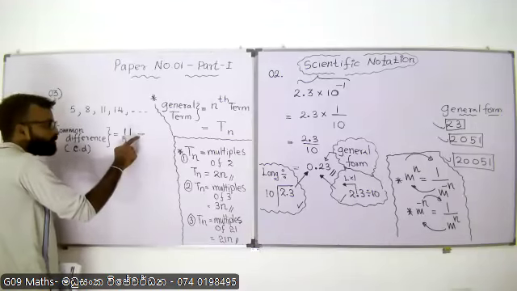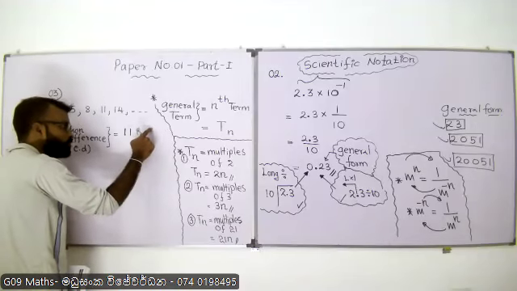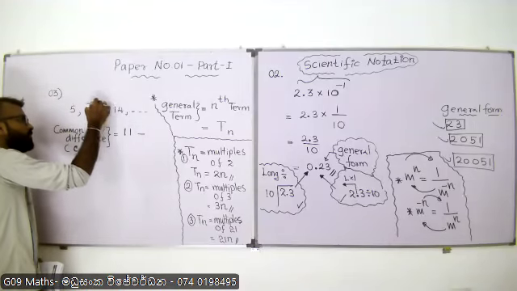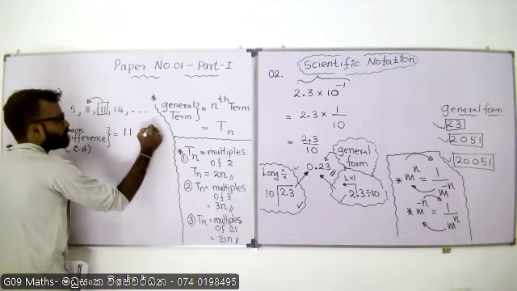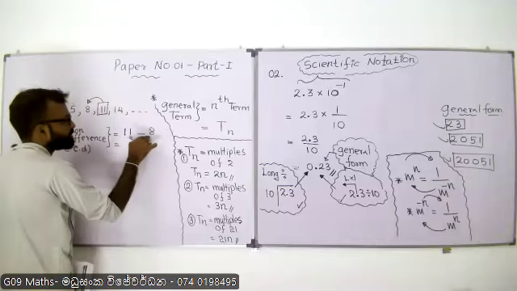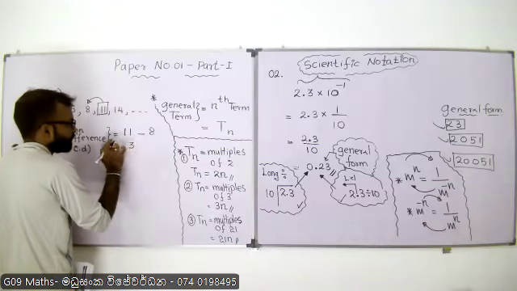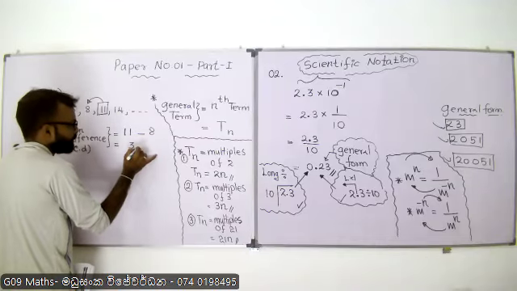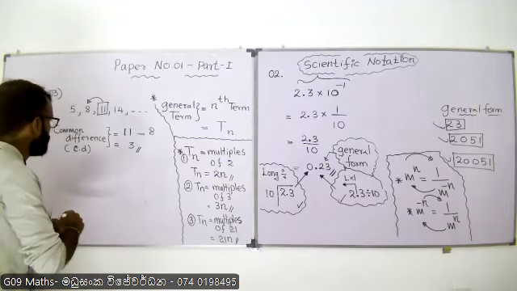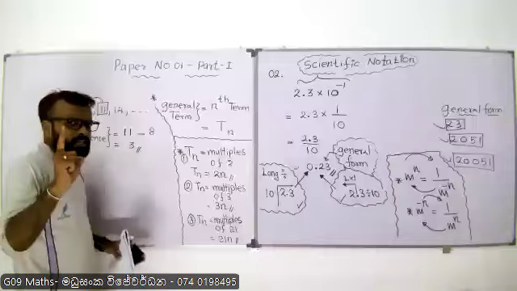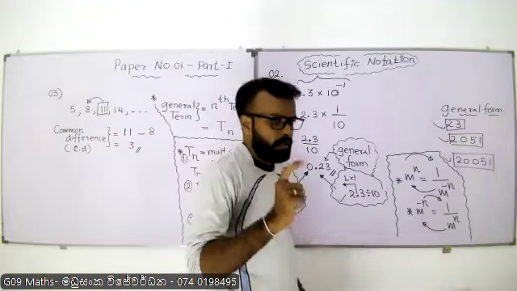And to subtract, you need to choose the previous term. If I choose 11, the previous term is 8. So I will place 8. 11 minus 8 is 3. Okay? Great. So we need this to find the general term.